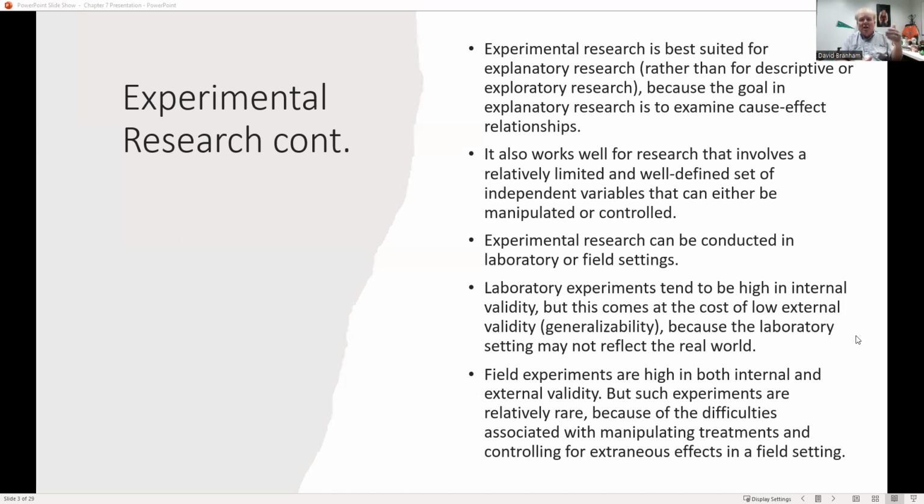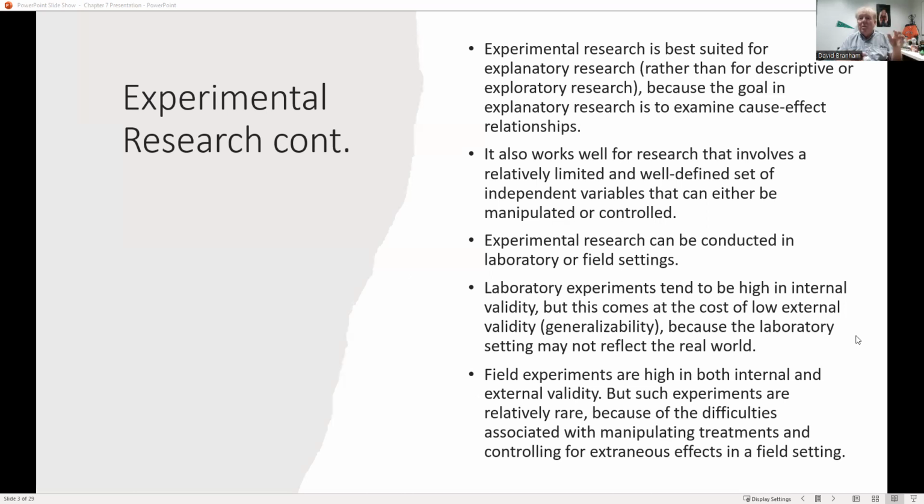Experimental research can be conducted in laboratory or field settings, but field settings are less desirable and less prominent in experimental design because you have to be able to manipulate that independent variable. And since you have to manipulate that independent variable, it's hard sometimes to find an independent variable that you can manipulate in a field setting. It's much easier to do it in a lab.